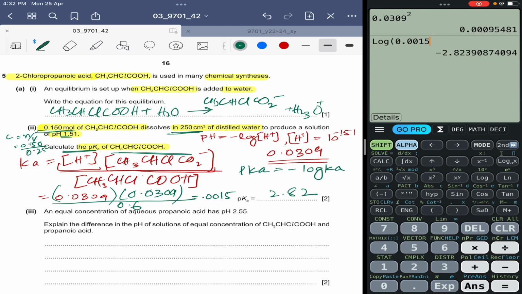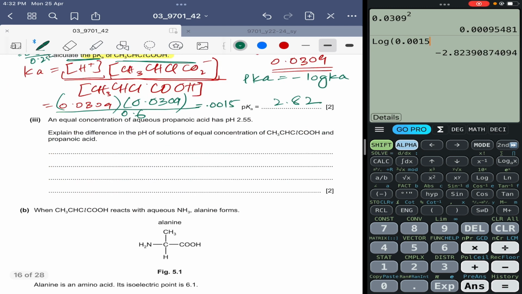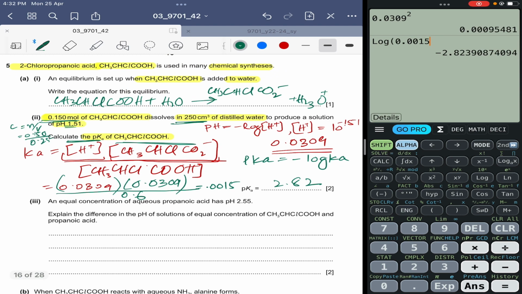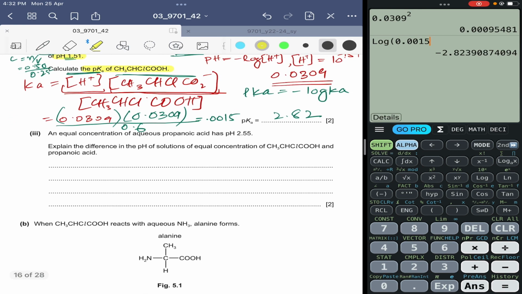So this is the final answer. This is the value of pKa for 2-chloropropanoic acid, right? So this is the simple calculation. First we determined the H+ ion concentration, then the Ka value, and finally the pKa value.